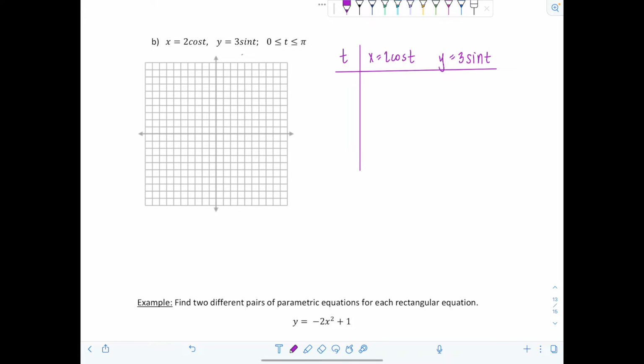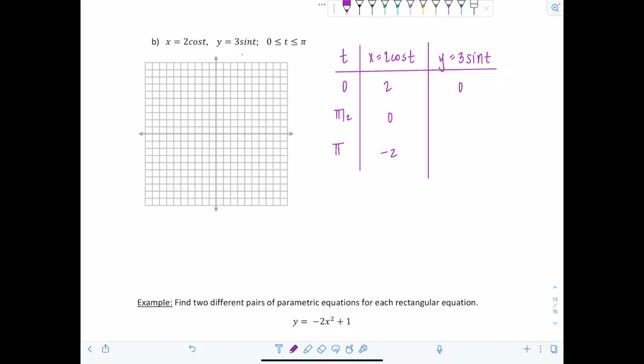And let's just be nice to ourselves for now. And I'm just going to plug in values of t for which sine and cosine are going to be integers. So I'm just going to plug in 0, pi over 2, and pi. And then if this isn't enough, we can add to it, okay? So 2 times cosine of 0, that's 2. 2 times cosine of pi over 2, that's 0. And 2 times cosine of pi, -2. All right. 3 times sine of 0, 0.